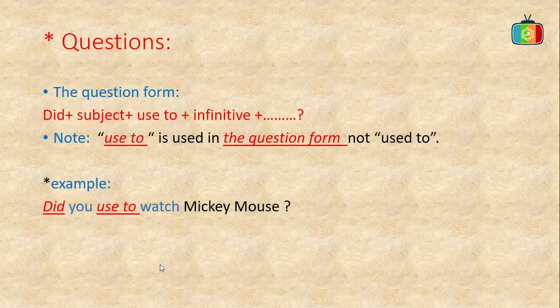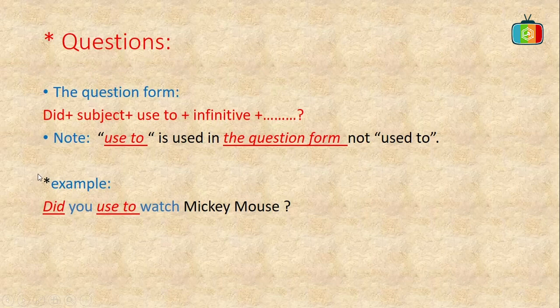Finally, we have the use of "used to" with questions. The form is: start with "did", then we have the subject, then "use to" without the final D, and then the infinitive. So be careful here. "Use to" is used in the question form, not "used to". I mean without the final D.